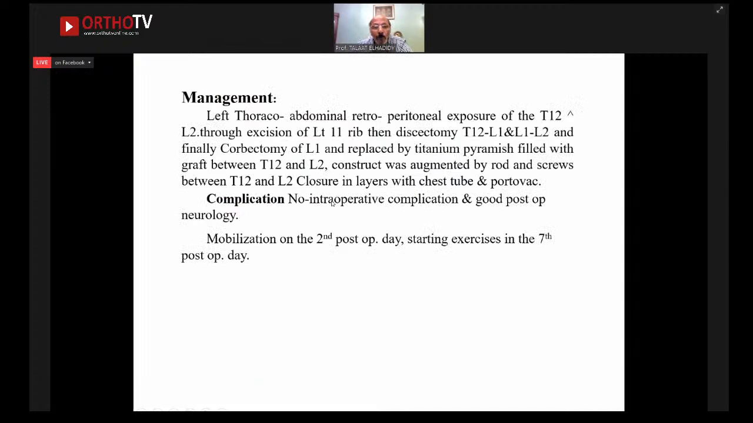This patient was dealt with anteriorly through the left thoracoabdominal retroperitoneal approach, and resection of the body was done, decompression, distraction, and cage was applied, and fixation with an anterior device, either two screws, one above and one below with the Pyramesh, or an Atlas device or Kanida device. Mobilization the second day post-op because the patient neurology was okay.